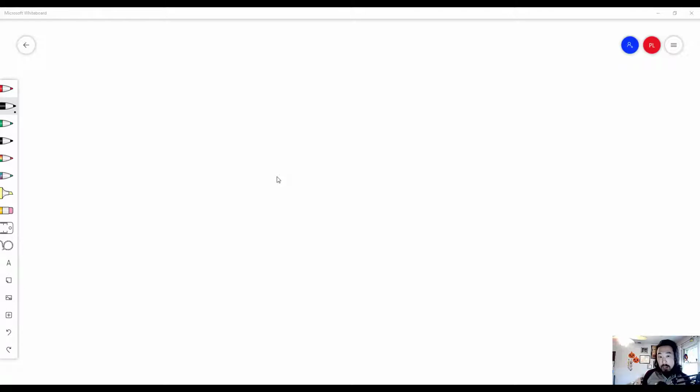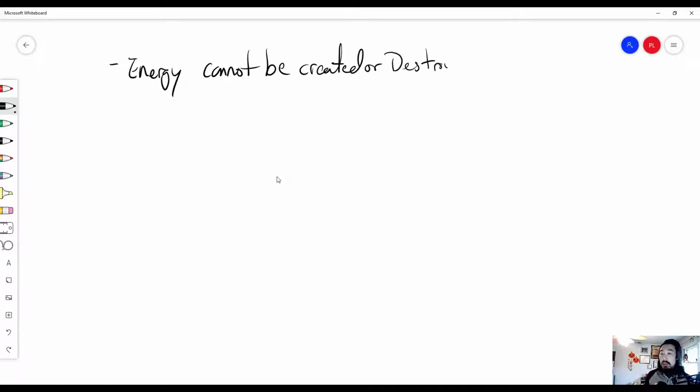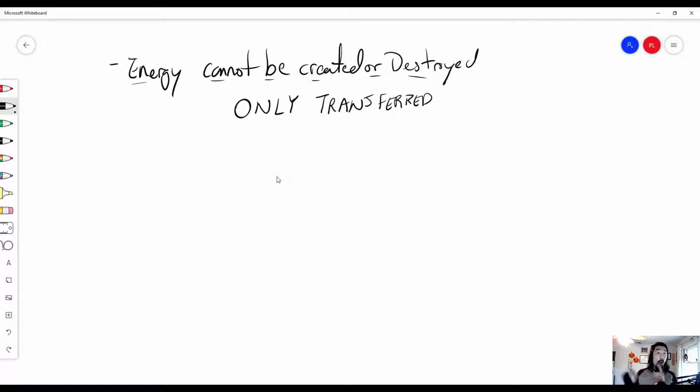So conservation of energy is simply stated that energy cannot be created or destroyed. Now, you might have heard this before, right? You can't create or you can't destroy energy, but I'm going to add a little caveat, and that's because our class will focus on this: only transferred. So the conservation of energy states that energy cannot be created or destroyed, it can only be transferred from one form to another.